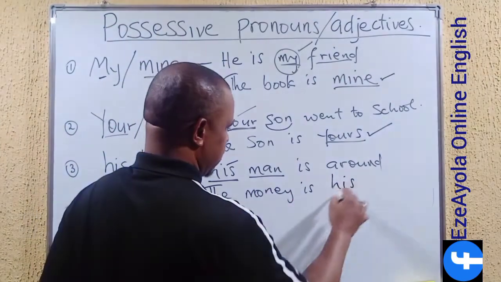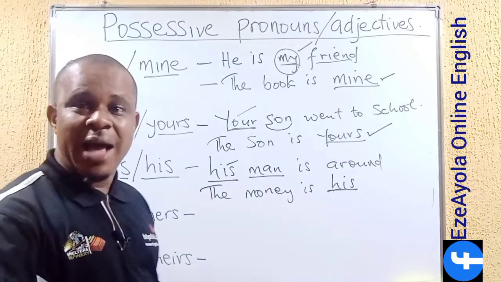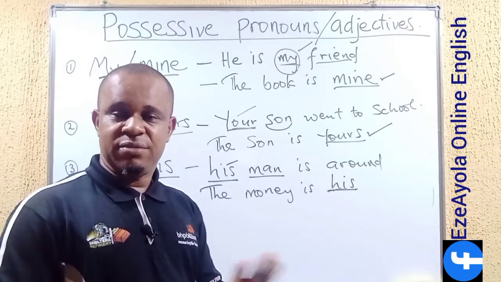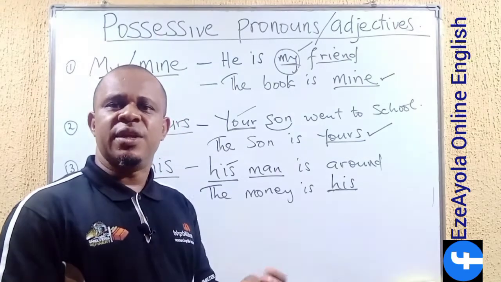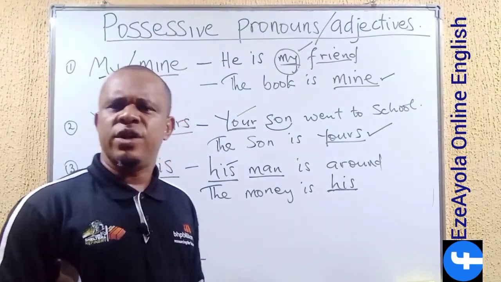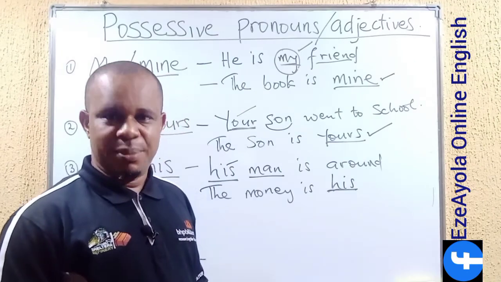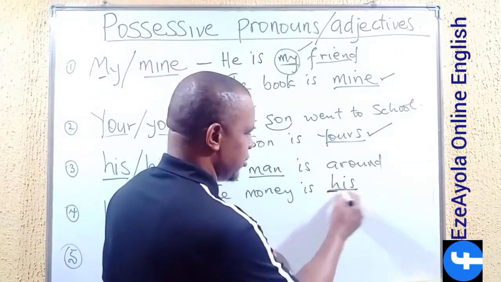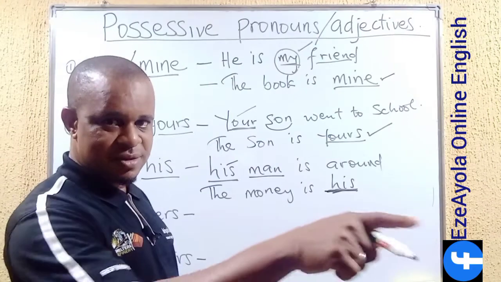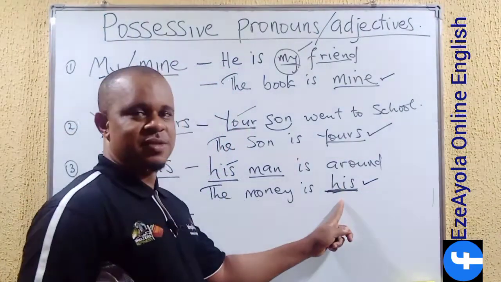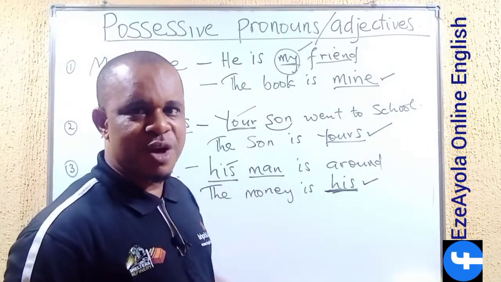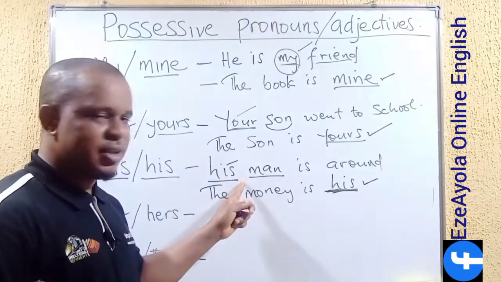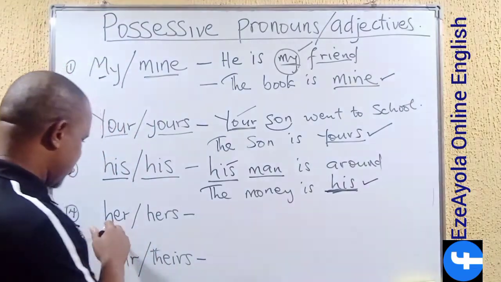Okay? All right. The money is his. Now look at this. Who has this money? If suddenly I picked up some money belonging to somebody, and someone is around that knows the person that owns the money: the money is his. Okay? That's when we use this. The money is his. So for this, it is what? Possessive pronoun. Not an adjective here. Possessive adjective, not a pronoun here. Take note.